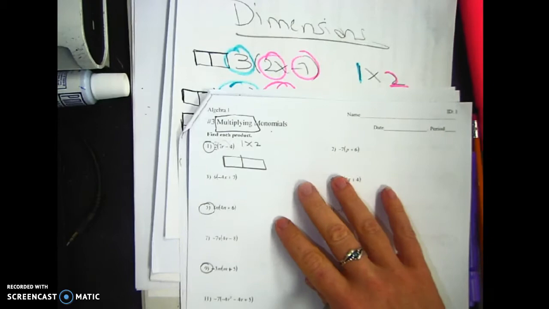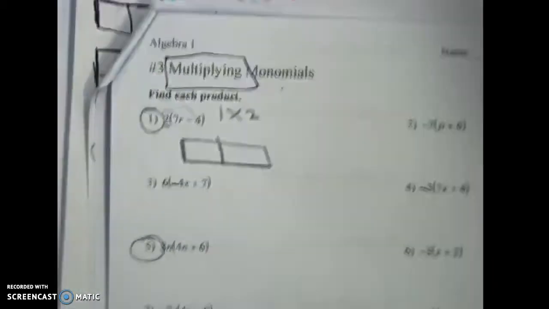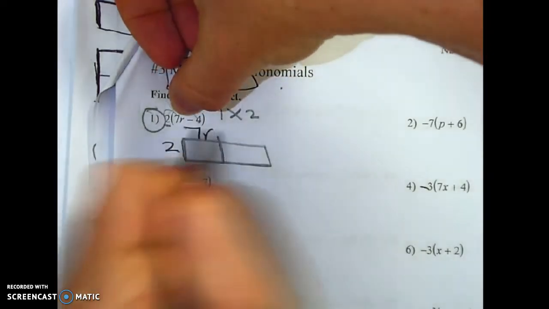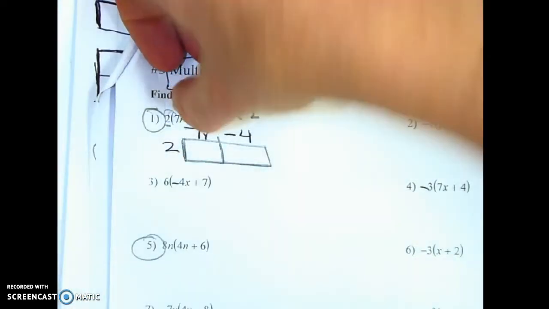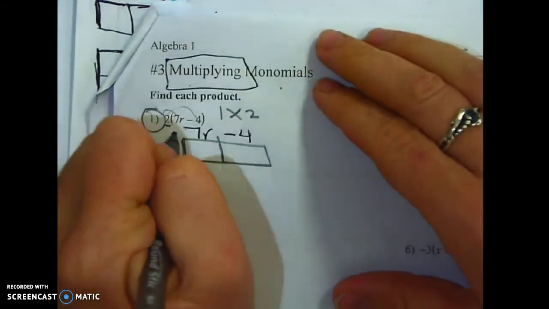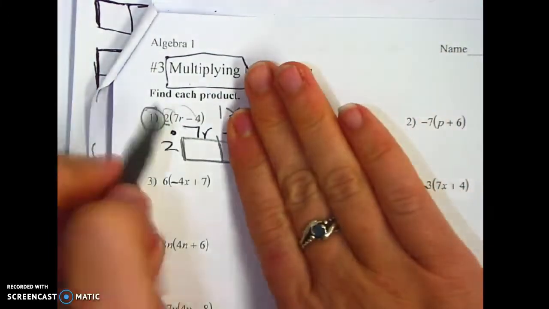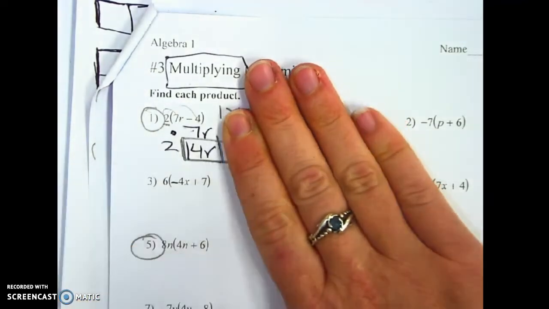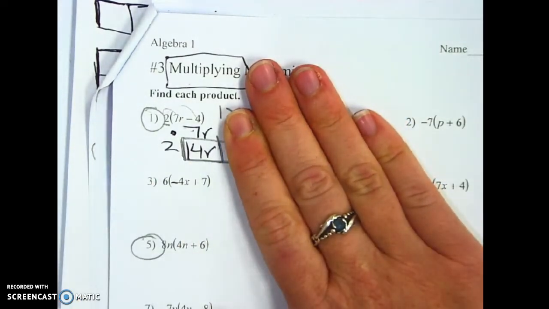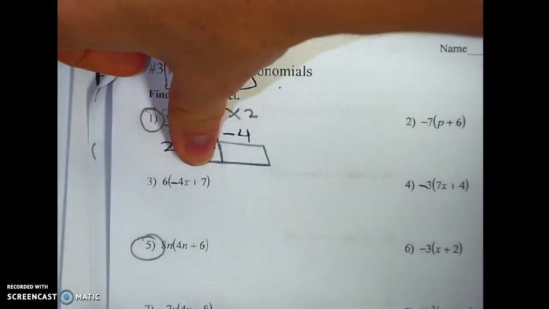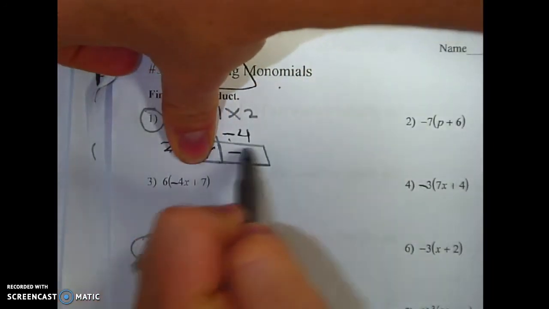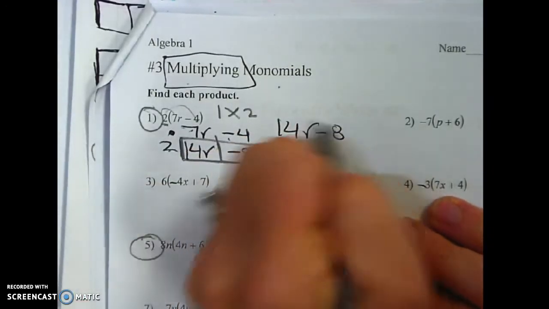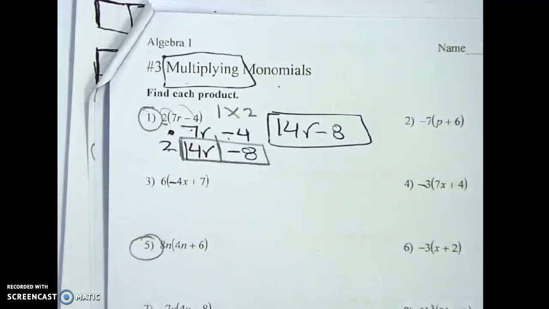So based on the dimensions, the number on the outside will go here, a 2. And then each group will have its own box. And now your job is to multiply to figure out what goes in the box. So 2 times 7 is 14, and there's an R. And notice how I cover up this one. That way I'm really focused there. And then I cover up this, and now I'm going to go 2 times -4, which is -8. So my answer is 14R minus 8.